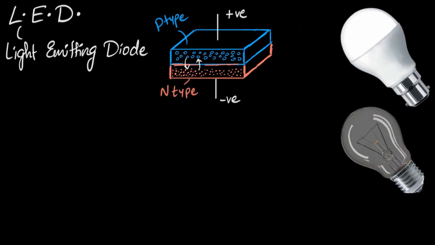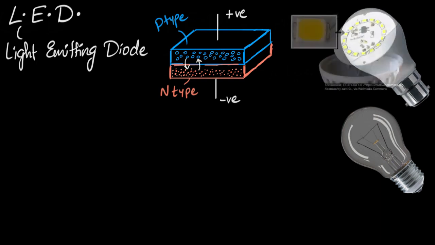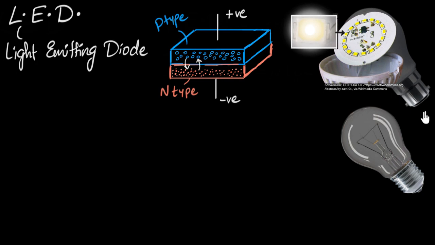And so if we were to, for example, open this up and look inside, you'll find these tiny rectangles. And when you pass current through them, they will glow. And that's how this entire bulb glows very brightly. But that's the question now. Why is it that when you pass the current, they start glowing?